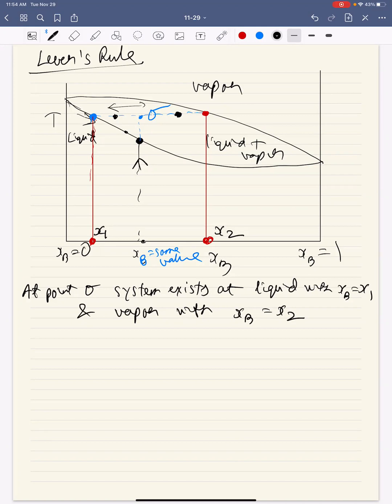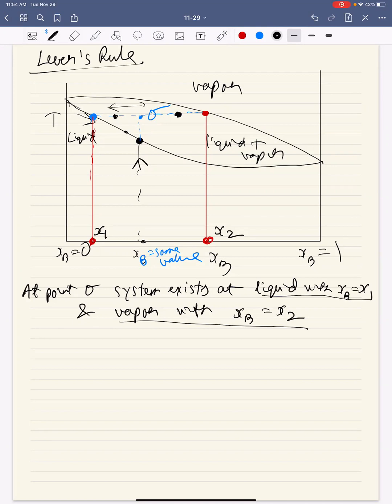And that's another story. In this class, we don't talk about kinetics. But my question now is, okay, we agree that the liquid will always have concentration X1 and the vapor will always have X2. There is one thing we did not talk about, which is how much of it will be liquid and how much of it will be vapor. That's different from the concentration, right?